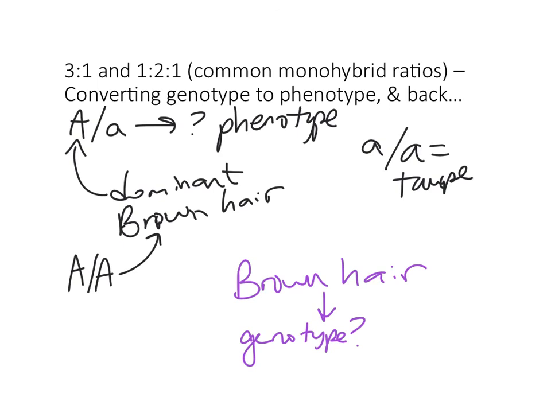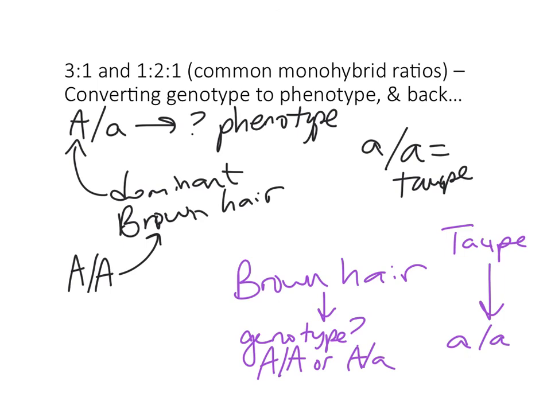So if you're given a phenotype, it's harder to go backwards to infer the genotype based on the phenotype. Unless you happen to be one of those rare individuals that has the taupe hair, in which case, what's your genotype? Little a over little a. So you can convert from phenotype to genotype and back, but it's often harder to guess somebody's genotype based on their phenotype.